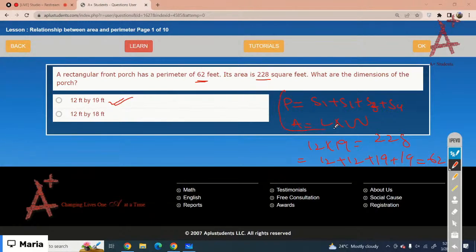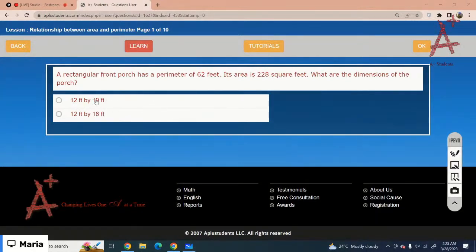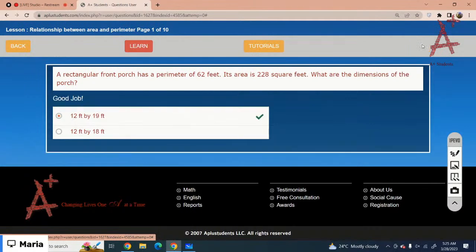These are the two very important things you have to learn about this lesson. Got it? So 12 and 19 is the correct option. Option number 1 is the correct option.